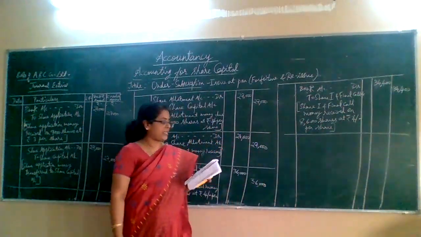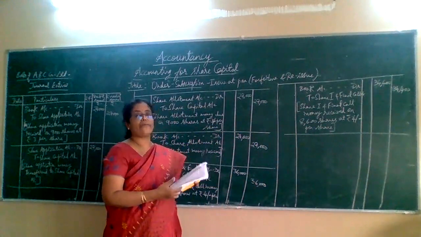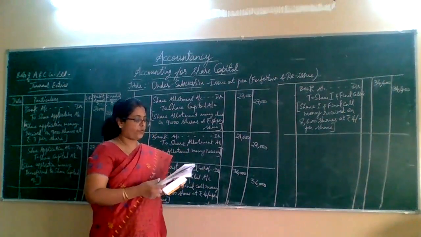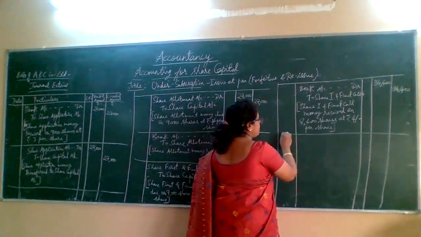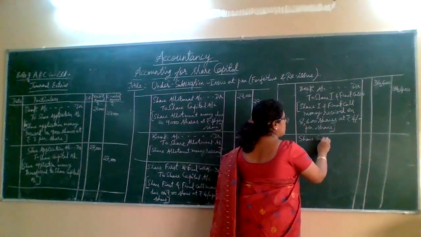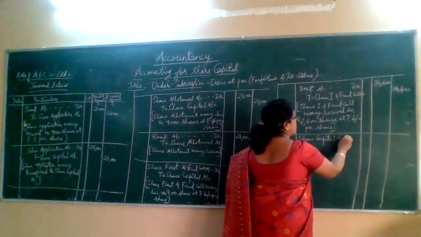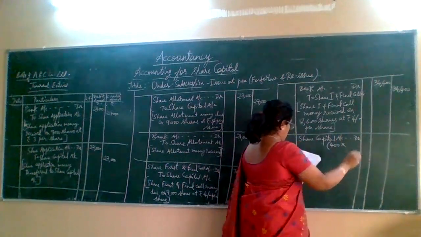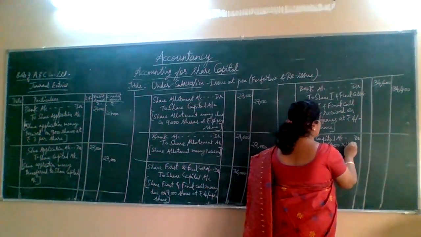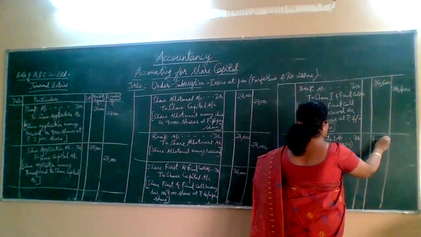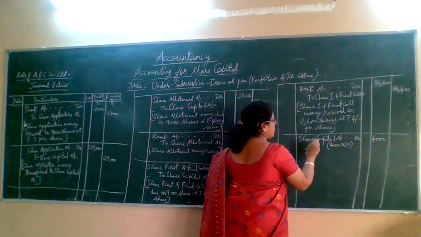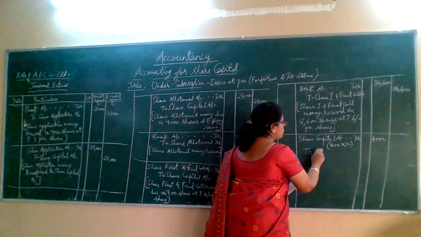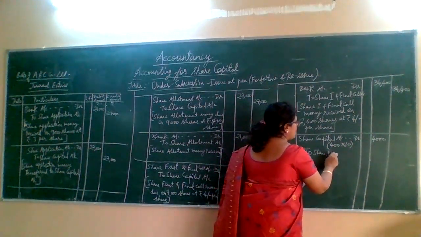Now for the call also we have passed the entry. For these 400 shares on which they have not paid the first and final call money, the shares have been forfeited. So we have to forfeit these 400 shares. The entry will be share capital account debtor, 400 shares into face value of 10 rupees, so 400 into 10 is 4,000. First you write the narration: 400 shares, non-payment of first and final call, so that you record first. To share first and final call.